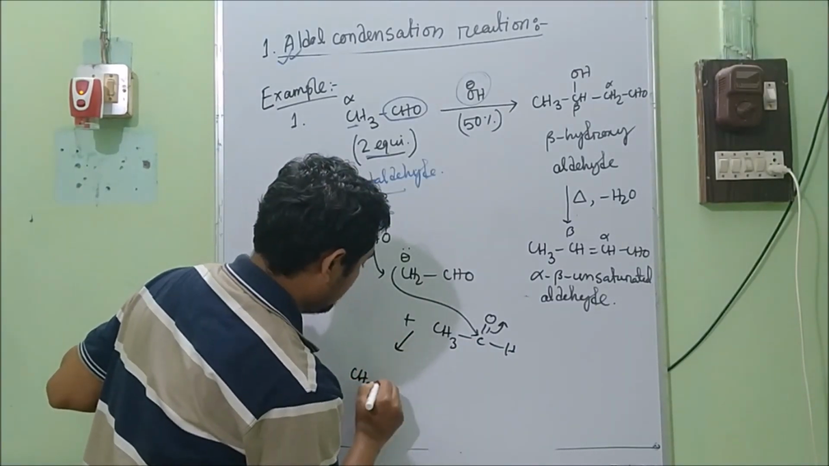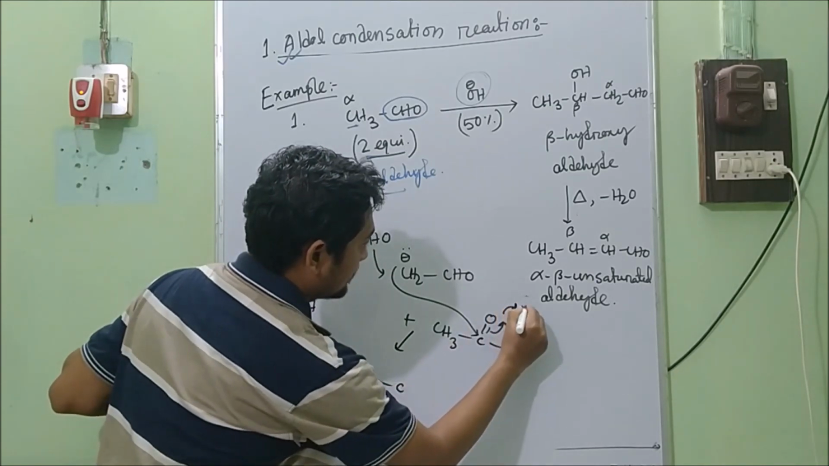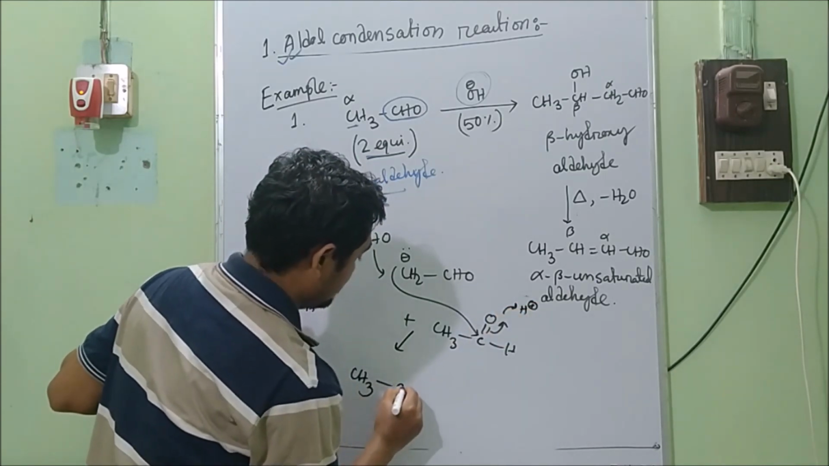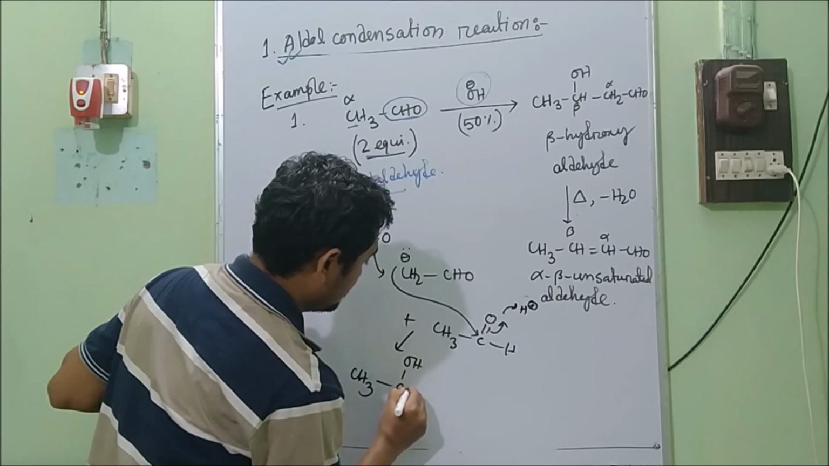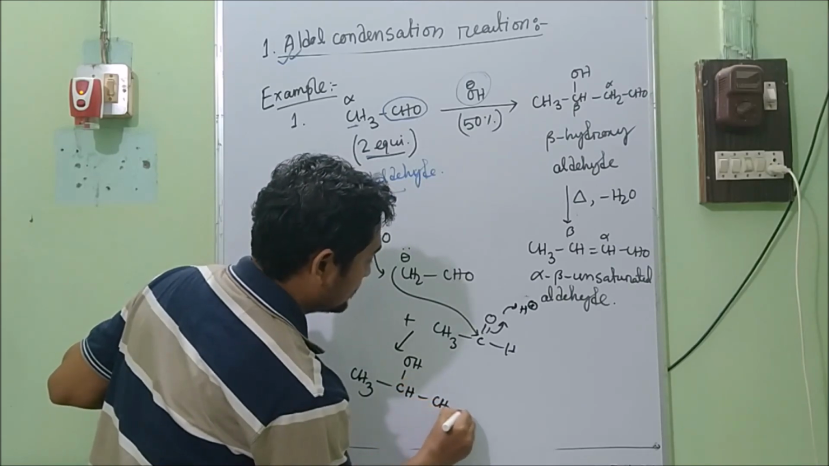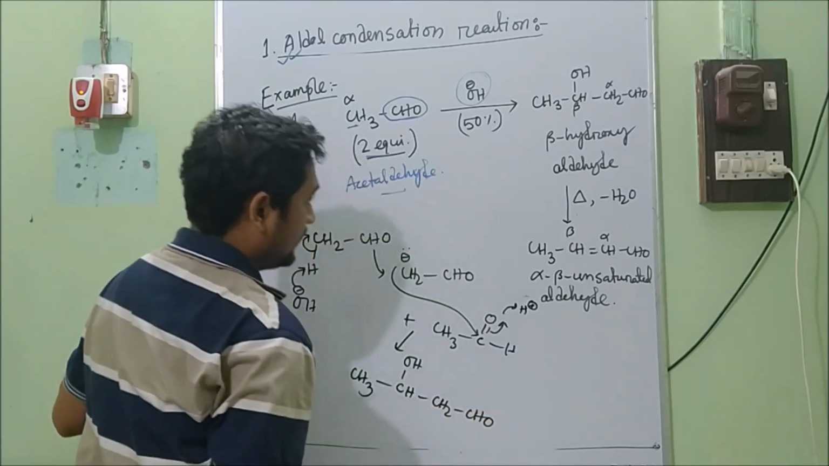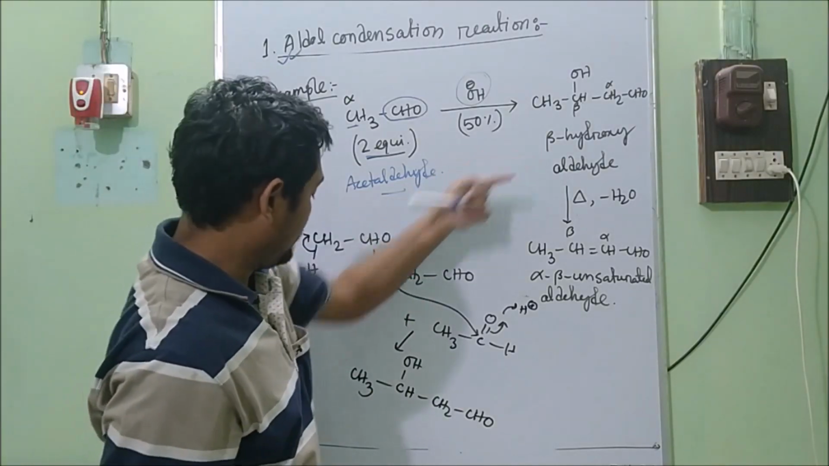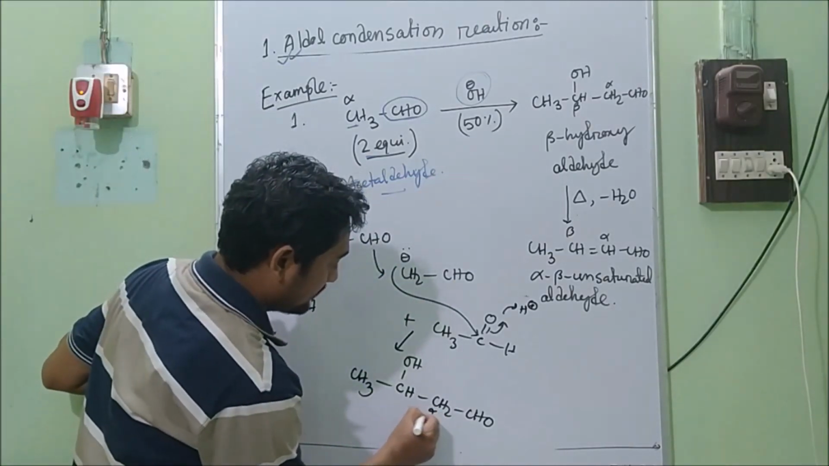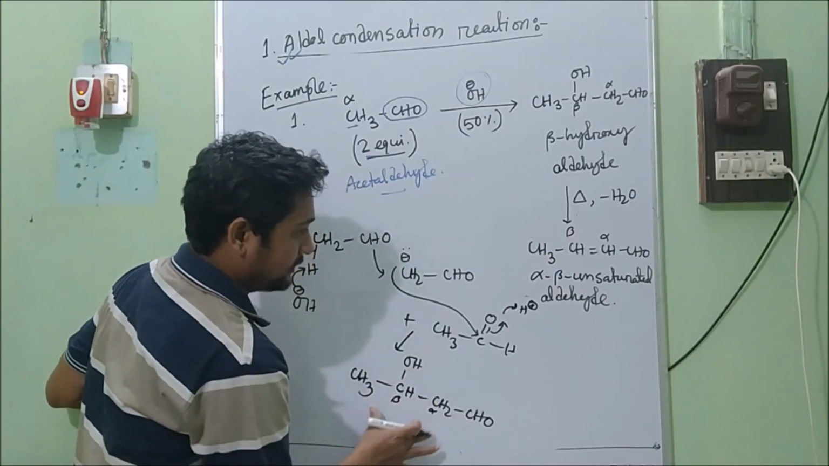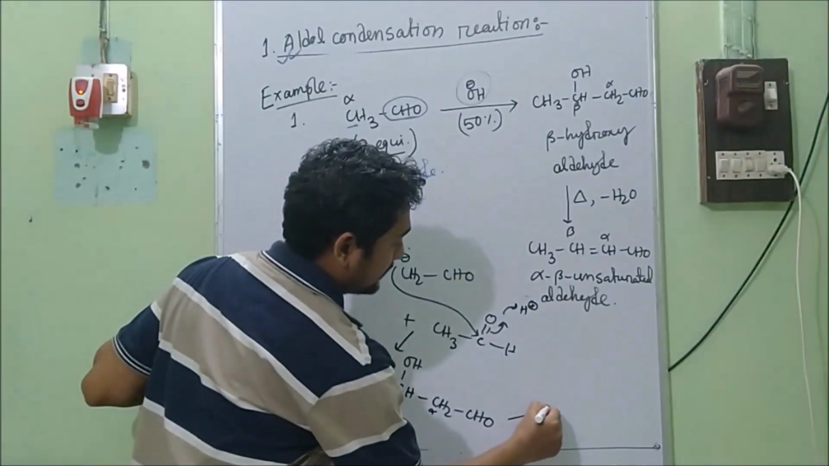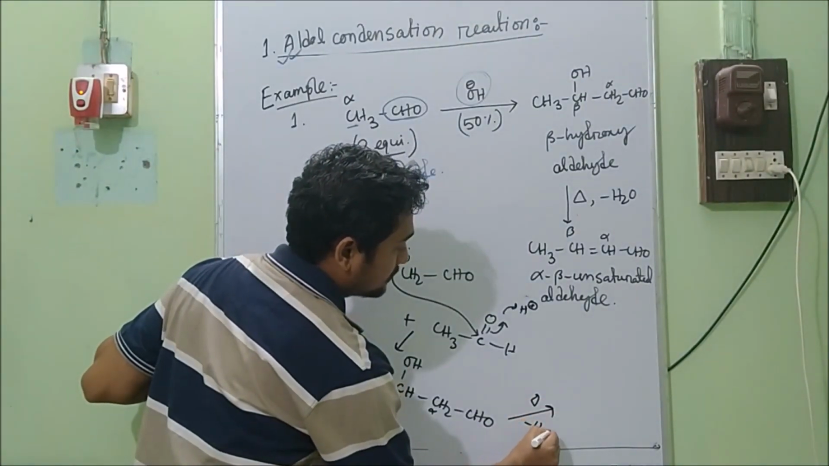We will have CH3C, which will take H plus, CH3COH, here will be hydrogen, then CH2CHO. This is our product, beta hydroxy. This is alpha, this is beta, so it is a beta hydroxyaldehyde compound. Now on heating, water molecules will eliminate.